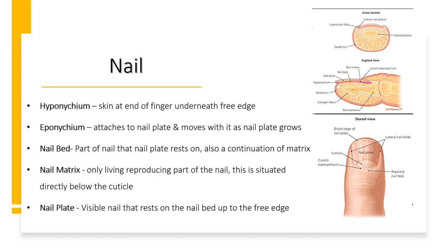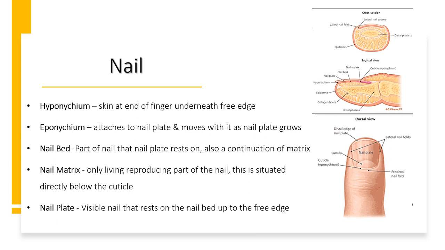The eponychium attaches to the nail bed and moves with it as the nail bed grows. So the eponychium is the name of the skin underneath the nail plate and moves with it as the nail plate grows. The nail bed is the part of the nail that the nail plate rests on. So it's also a continuation of the nail matrix. The nail matrix is the only living, reproducing part of the nail. Everything else is dead. And this is situated directly below the cuticle.